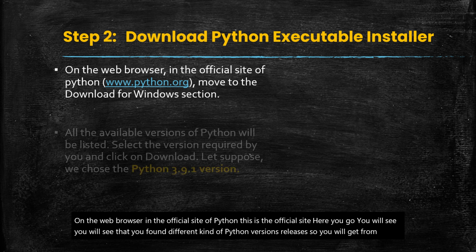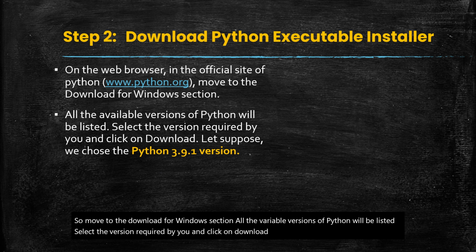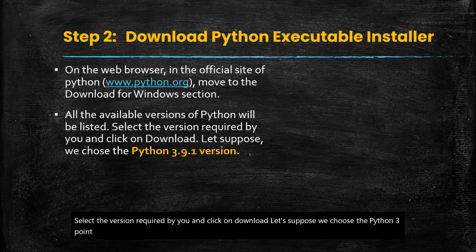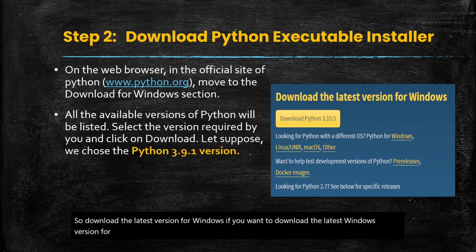Move to the download for Windows section. All the available versions of Python will be listed. Select the version required by you and click on download. Let's suppose we choose the Python 3.9.1 version. So download the latest version for Windows. If you want to download the latest version for Windows, you can currently download Python 3.10.5.